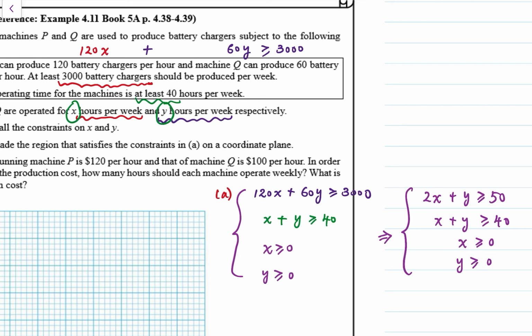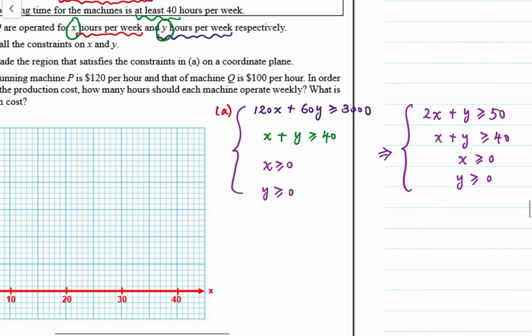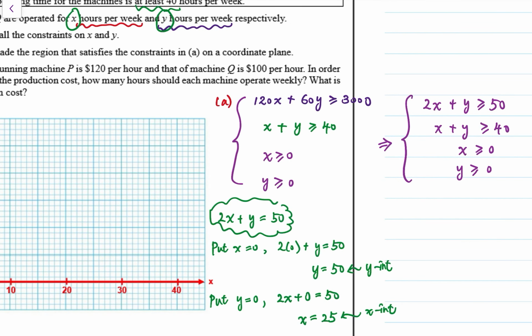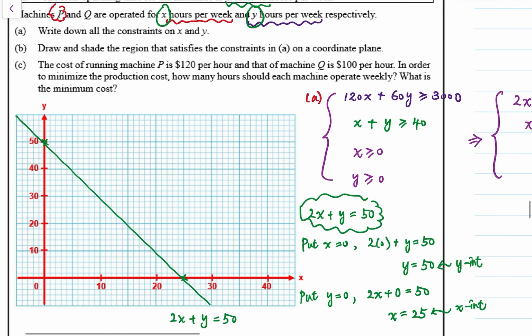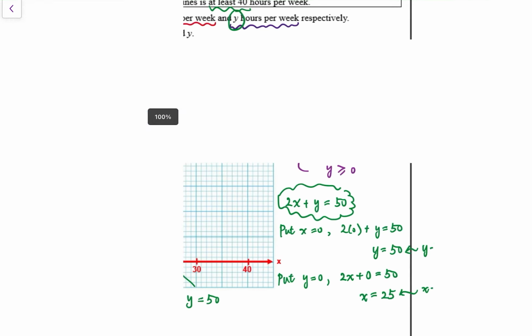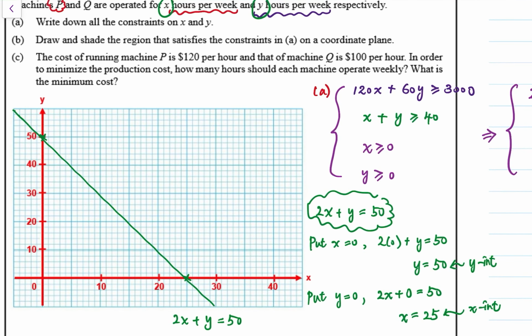Part B, we want to draw and shade the region that satisfies the constraints. So again, we will be using the X and Y intercepts. For the straight line 2x plus y equals 50, y-intercept is 50 and x-intercept is 25. Let's draw the solid straight line. And since the inequality sign is greater than or equal to, we will be shading the upper half plane.